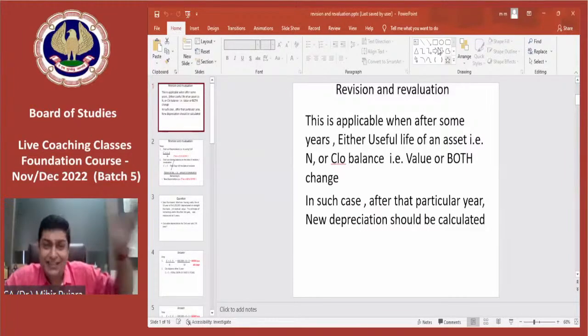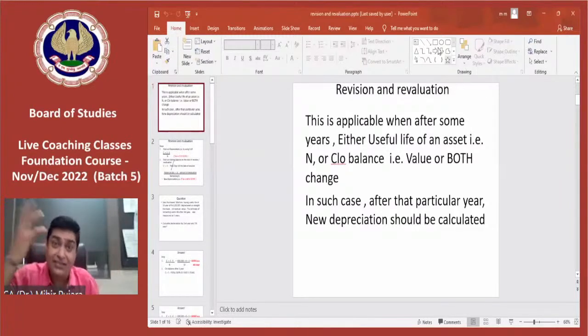Dates are written over here. Just refer to the dates. In depreciation, dates are extremely important. If you don't read the date, then it is fine, but depreciation is all about dates. If you don't read the dates, it will never be correct. Okay.